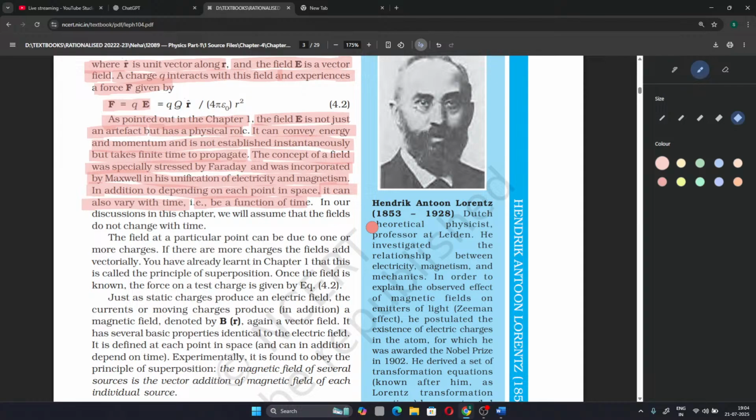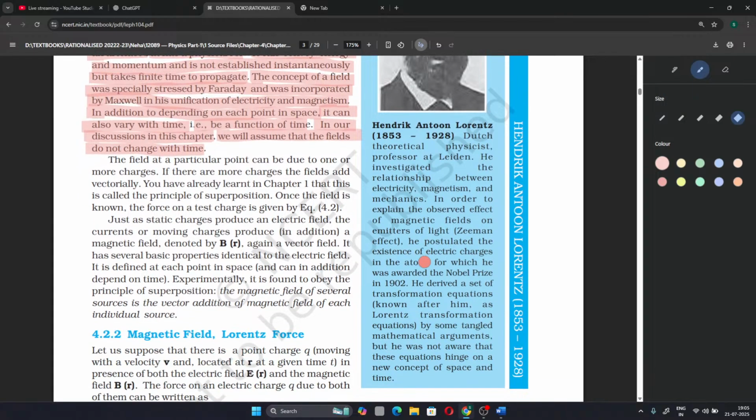as a charge q naught placed in an electric field for 2 seconds will experience less acceleration than another charge q naught, same magnitude, placed in the same field but for 5 or 10 seconds. The momentum and acceleration will be different in both of the cases. That is what they mean by it can be a function of time. In our discussions in this chapter, we will assume that the fields do not change with time, even though it is a function of time. We assume that it will not change with time. The field will be constant, uniform.